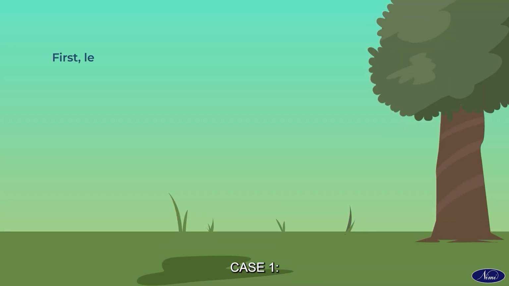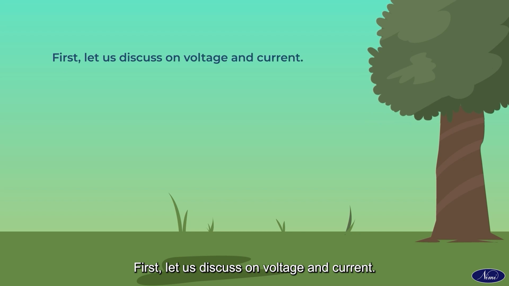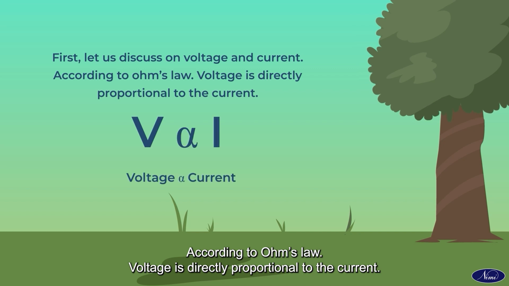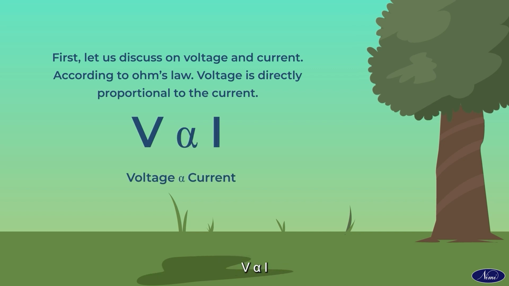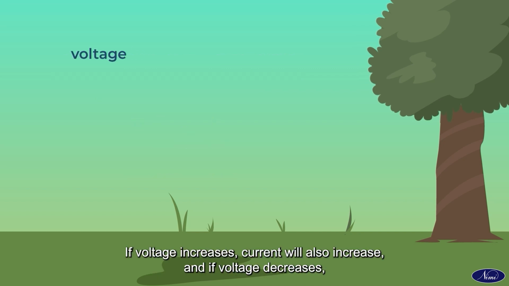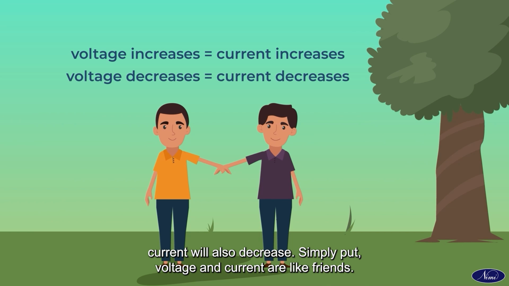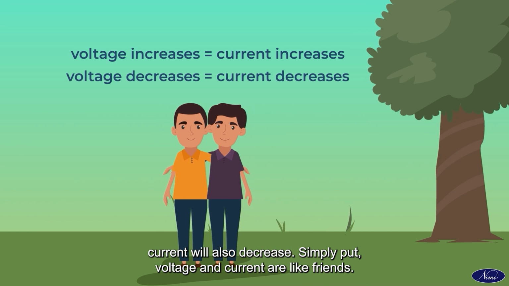Case 1. First, let us discuss voltage and current. According to Ohm's law, voltage is directly proportional to the current. V is proportional to I. If voltage increases, current will also increase, and if voltage decreases, current will also decrease. Simply put, voltage and current are like friends.